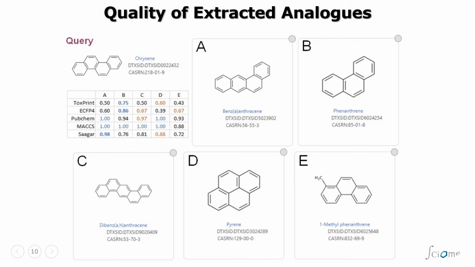We selected chrysene as an active query from the TOX21 aryl hydrocarbon receptor set. Using all 5 fingerprints, we computed similarity of chrysene with the remaining compounds in the aryl hydrocarbon receptor set. What is shown here is 5 structures such that each one is in the top 2 closest compounds by 1 or more fingerprints. Similarity to the closest compound is shown in blue in this table, and similarity to the next closest compound is shown in red here.